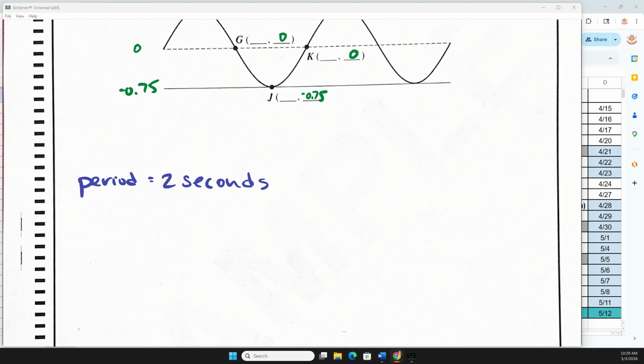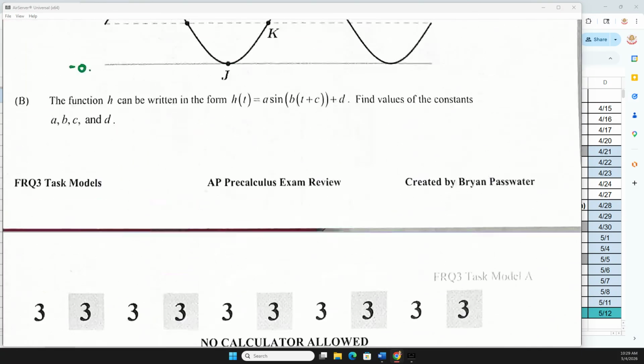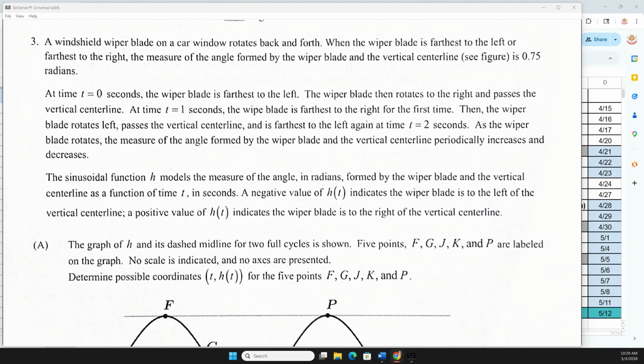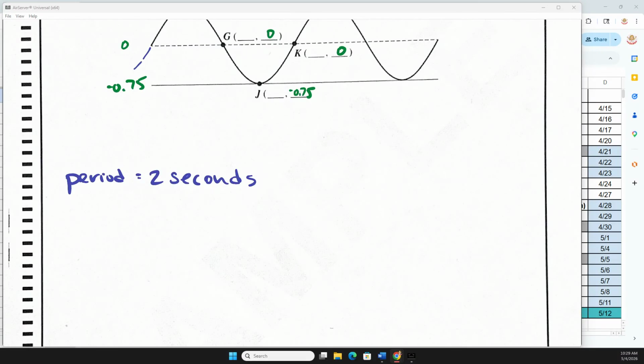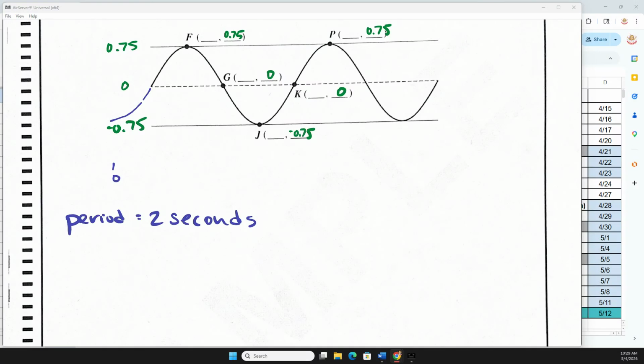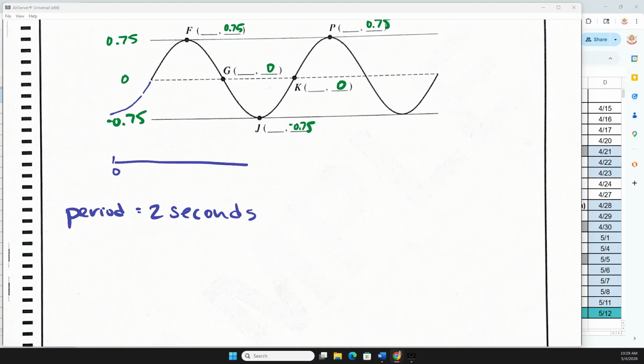And at time 0, where is the wiper blade? To the left, right? So this is a situation where we technically are going to need to extend this down, and this is where 0 is going to be. And so 1 full period, where is that going to land? If I start there at 0, J. So minimum to minimum will be a full period, or maximum to maximum. Okay, and so halfway between those would be point F. What's that going to be?